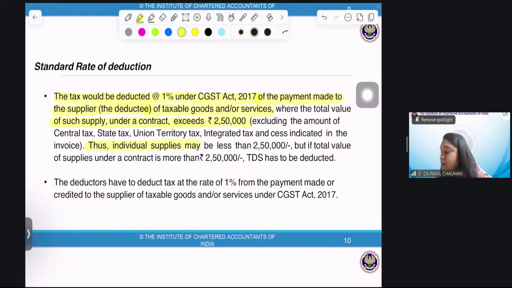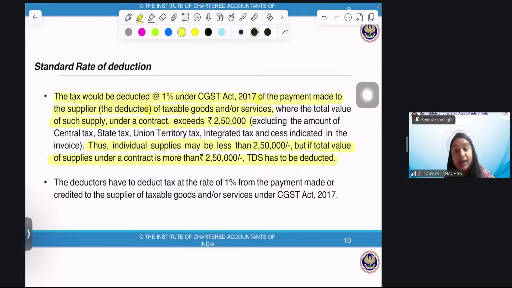Thus, individual supply may be less than 2,50,000, but if the total value of supply under a contract is more than 2,50,000, TDS has to be deducted. I'll explain the last line. First, tell me, above the last highlighted portion, is this very clear to you? The last highlighted portion, just leave that. I will tell you what it means, but before that, the rest is very much understandable.